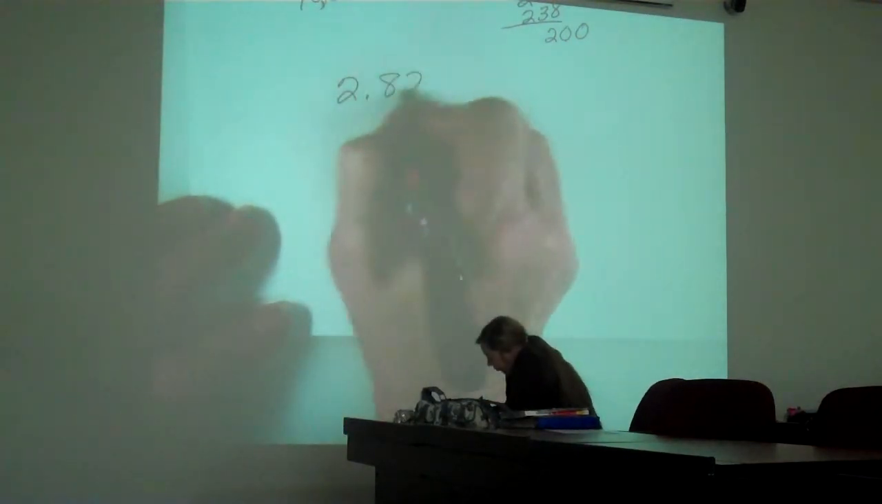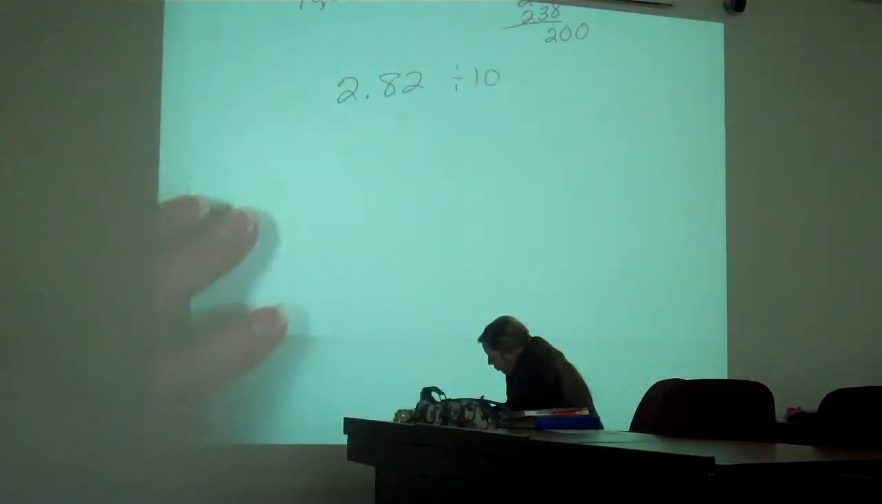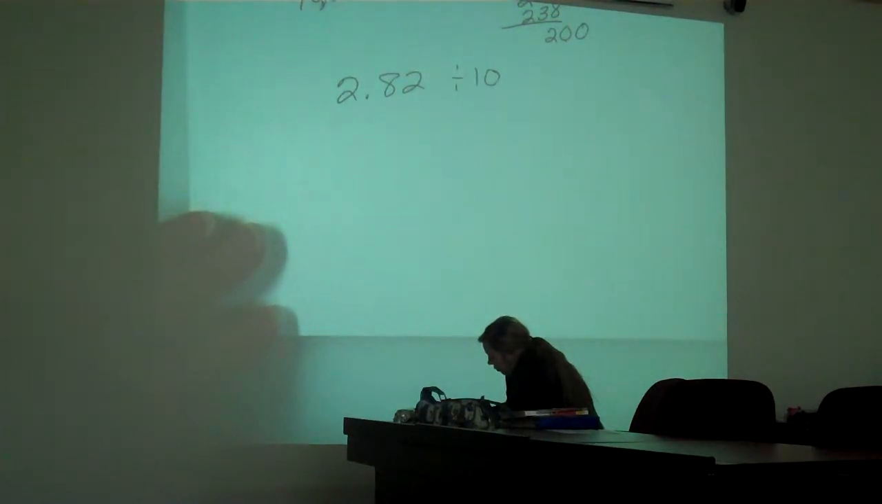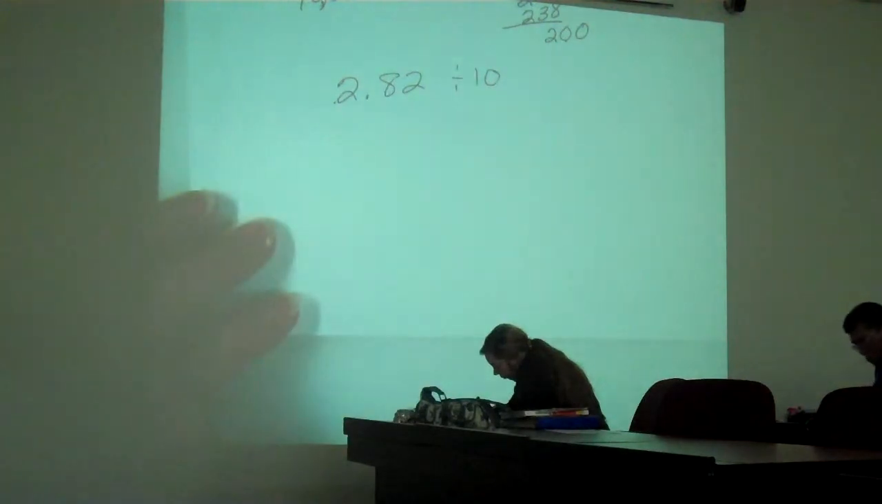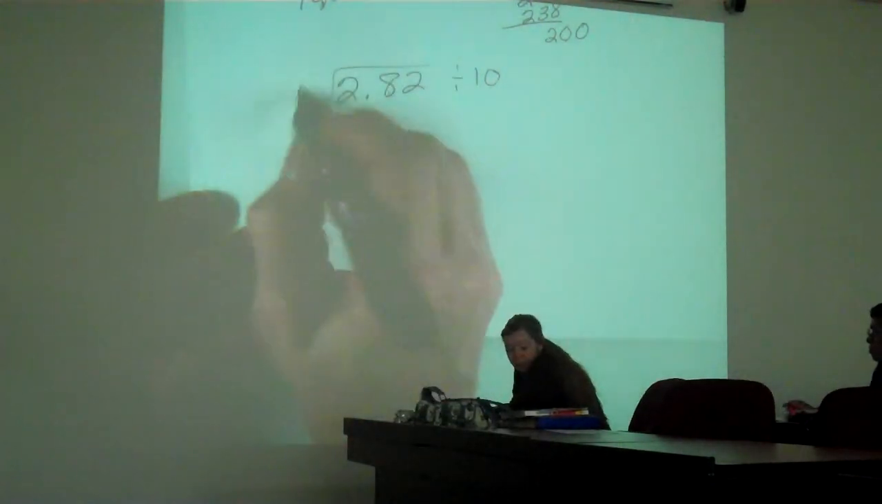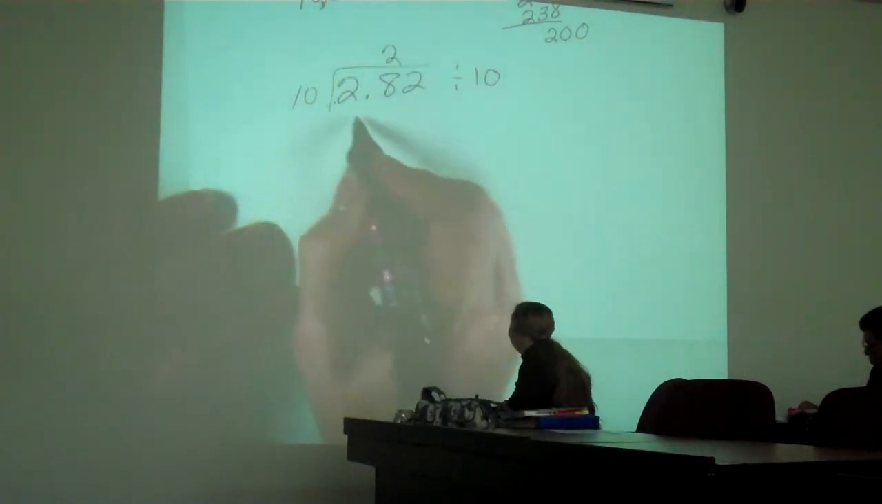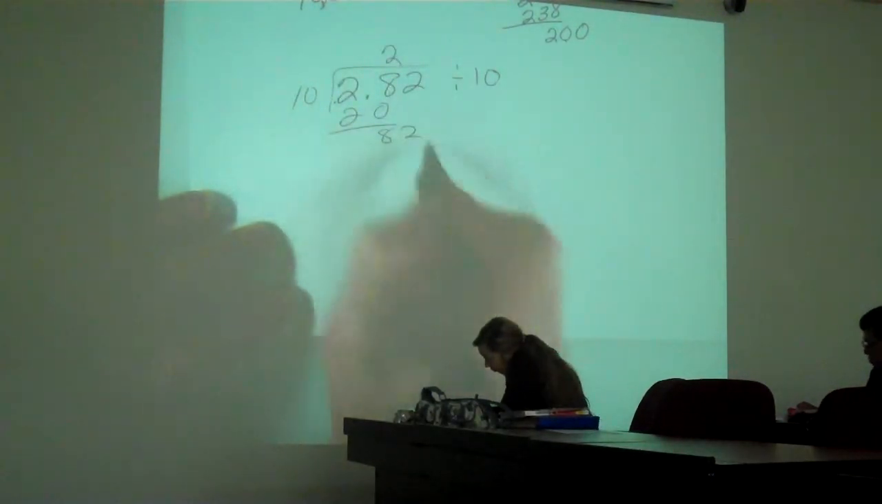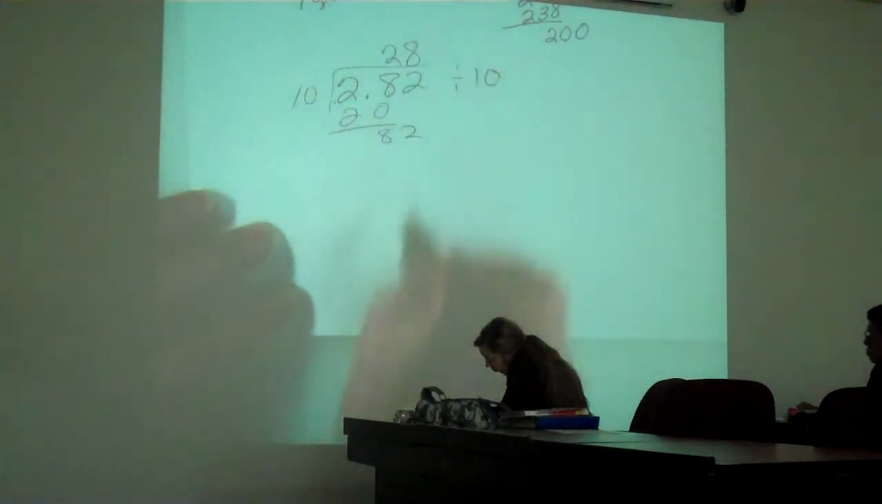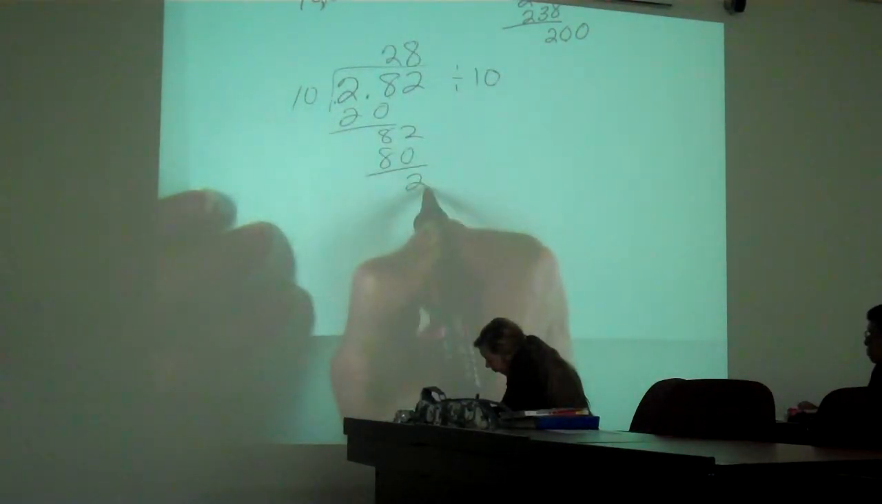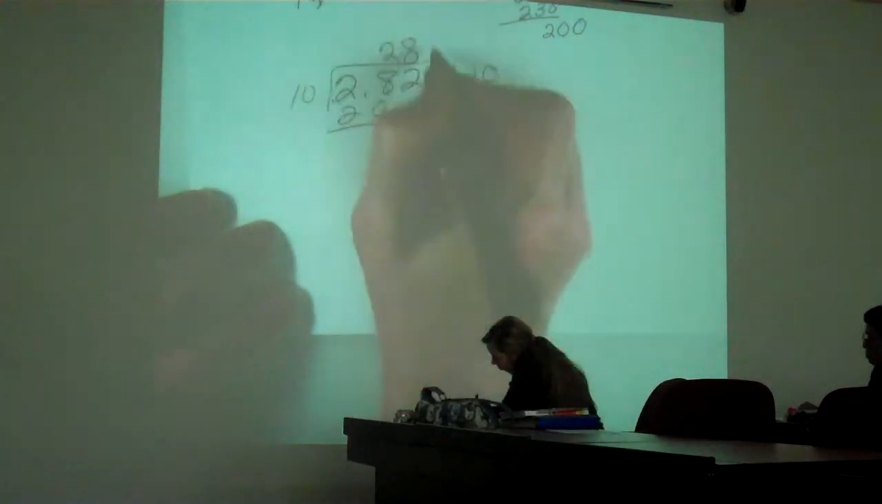Let's take the number 2.82 divided by 10. You're going to still have these same numbers when you divide by 10, 100, or 0.1. You're going to still have the 282 in your answer. Let's divide that by 10 and see what you get. 10 into 28 is 2. 10 into 82 is 8. 10 into 20 is 2.